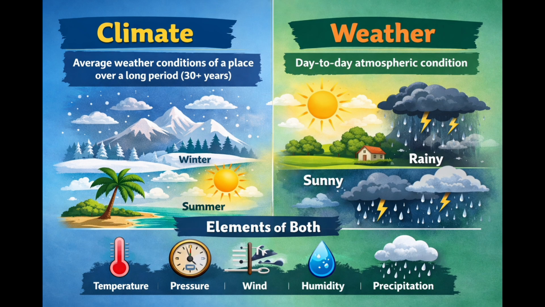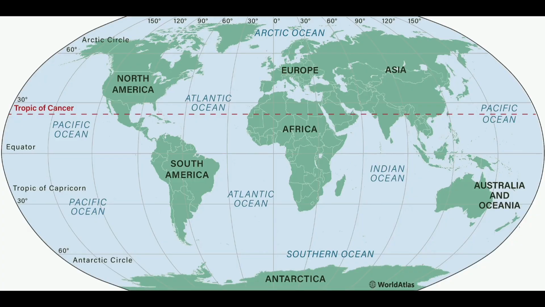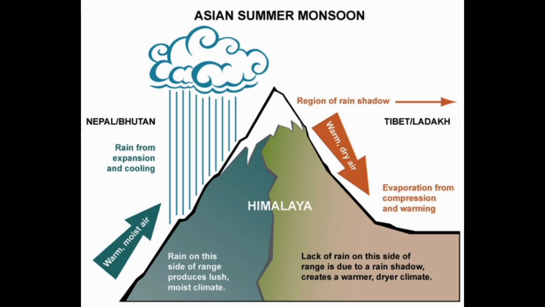Climate refers to the total sum of weather conditions over a large area for a long time, almost 30 years. Weather describes the atmospheric state at a specific time. Both share elements like temperature, pressure, and precipitation. India's climate depends on many factors. Understanding these elements will help you to understand various weather phenomena.